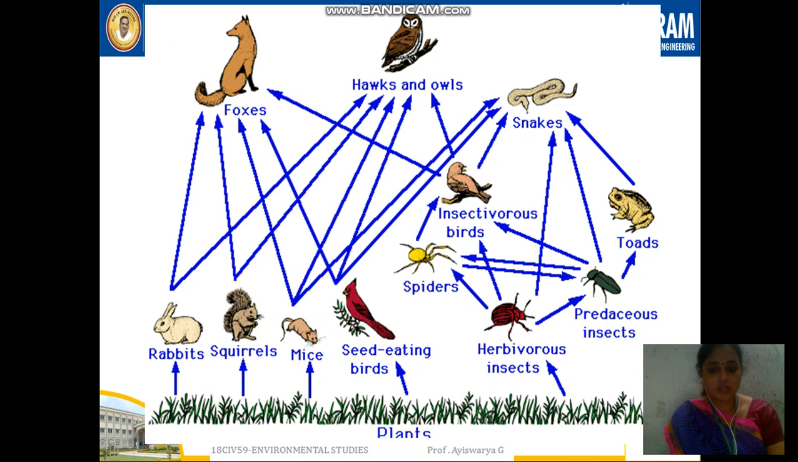So again you can see which one eats which. For example, rabbits are eaten by foxes, right? This fox will eat all mice, squirrels, etc., seed birds, everything. These birds, mice, rabbits, squirrels, everything will depend on producers, right, plants, for food. And insects, you can see, birds are eating the insects, and snakes are eating those birds, right? So this food chain will keep on changing.